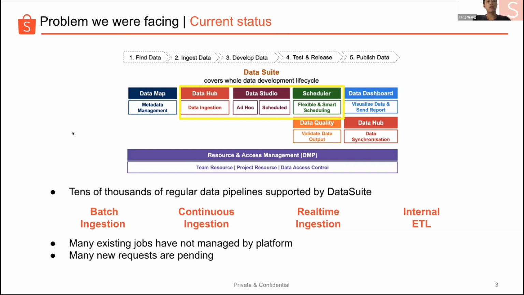Continuous job is near real time. They use change data capture related techniques and sync data into the data lake. Real-time ingestion basically is a sync job running in our Flink platform. And internal ETL jobs are usually created by users in Data Studio. Most of them are used to build our data warehouse tables based on original data.